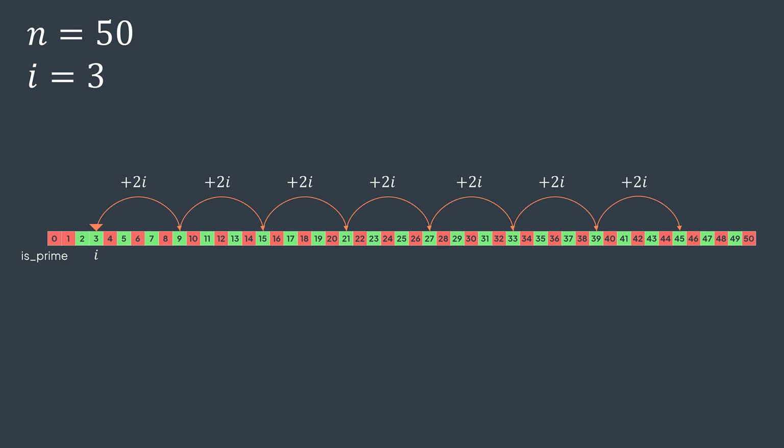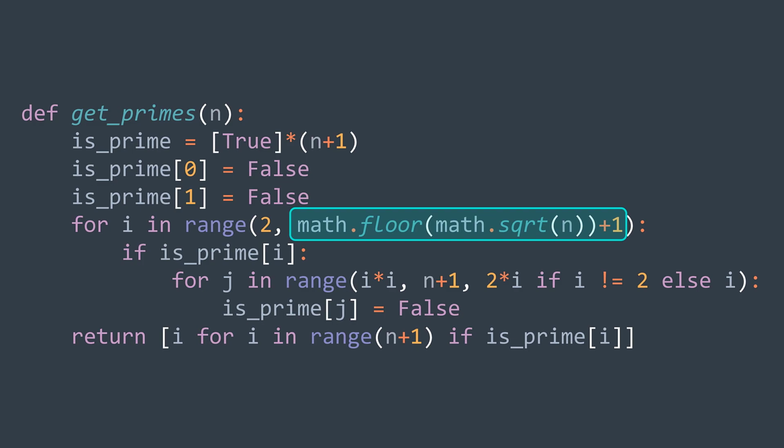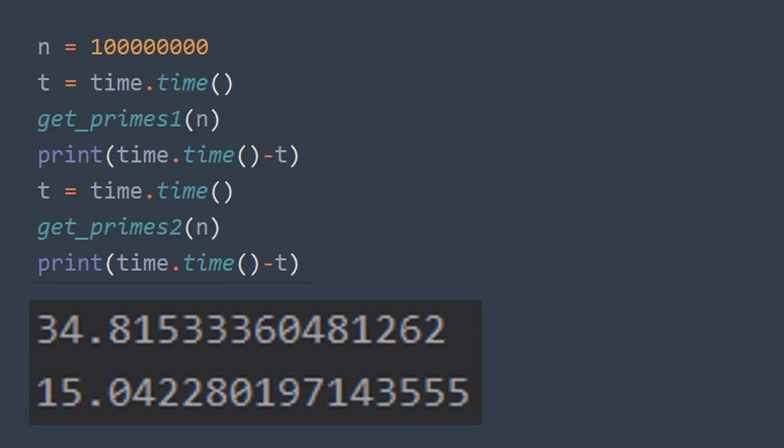Last thing, because j is starting at i times i and stops when it reaches n plus 1, then we can avoid all values of i where i times i is greater than n. This is why i can stop at square root of n instead of continuing until n. All numbers after square root of n will have no multiple to set to false, useless to traverse them. And now we have a pretty good Sieve of Eratosthenes function. With n equal to 100 million, this function took around 15 seconds while the first one took around 35 seconds.